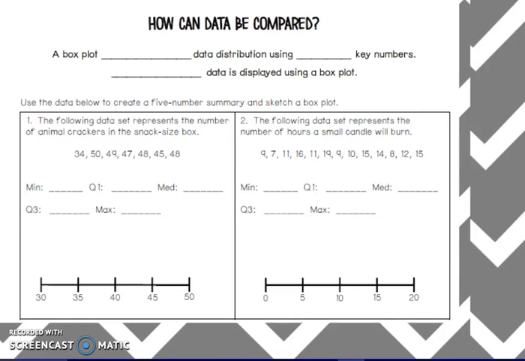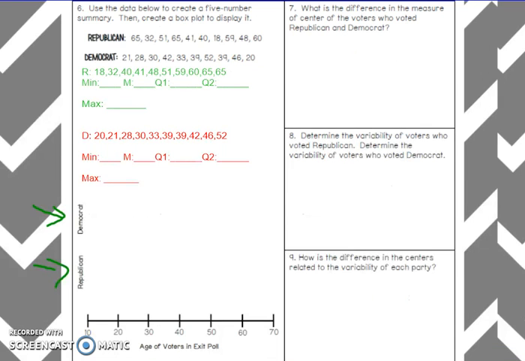Okay, so today we're going to do how can data be compared notes. This is part two. Okay, so I put the Republicans in order. So you should have 18, 32, 40, 41, 48, 51, 59, 60, 65, and 65. Now your minimum, always do the ones that are the easiest. The minimum is the 18. The maximum is going to be 65.